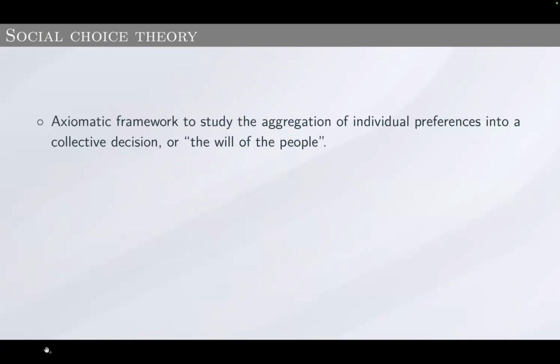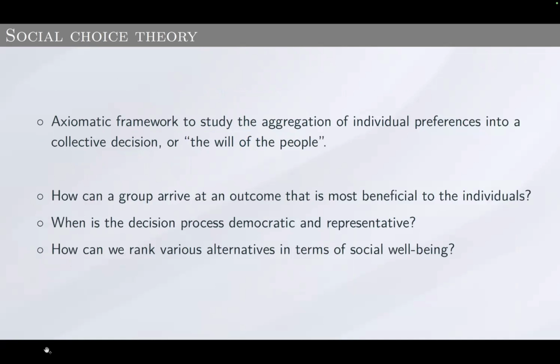So this is basically an axiomatic framework to study the aggregation of individual preferences into collective decisions. How can we as a group express preferences and then come up with an outcome that's beneficial to most of us somehow, or as many of us as possible? Is the process democratic, representative? Do we have some kind of ranking in mind according to social welfare or social well-being that we would like our method to reflect? So that's what social choice theory is.